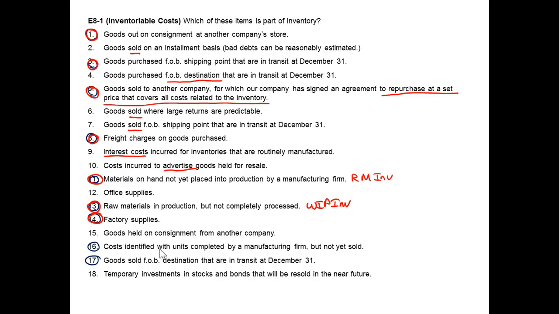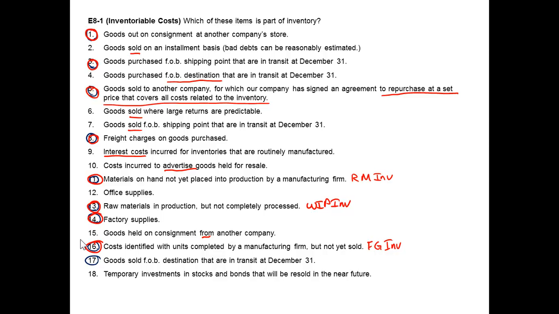15, goods held on consignment from another company means that those goods still are owned by that company and not included in our inventory. 16, costs identified with units completed by the manufacturing firm but not yet sold. That's finished goods inventory and definitely part of inventory of a manufacturing business.